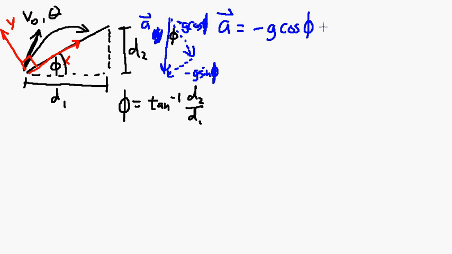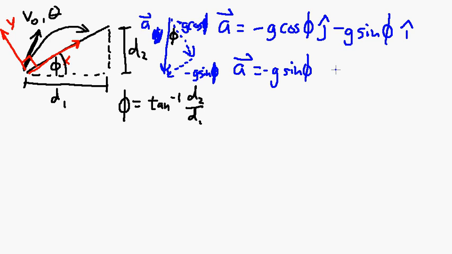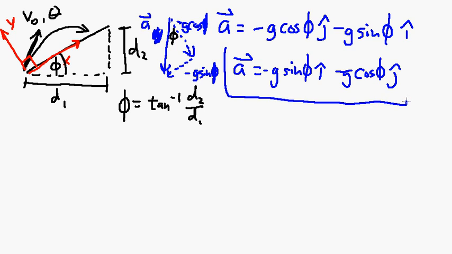I bet you're losing me already, right? Okay, a is negative g cosine phi j minus g sine phi times i hat. And see, now I've even done this backwards from the normal, so I'm just going to make this really spastic now and do this as minus g cosine phi j hat. Okay, there we go.